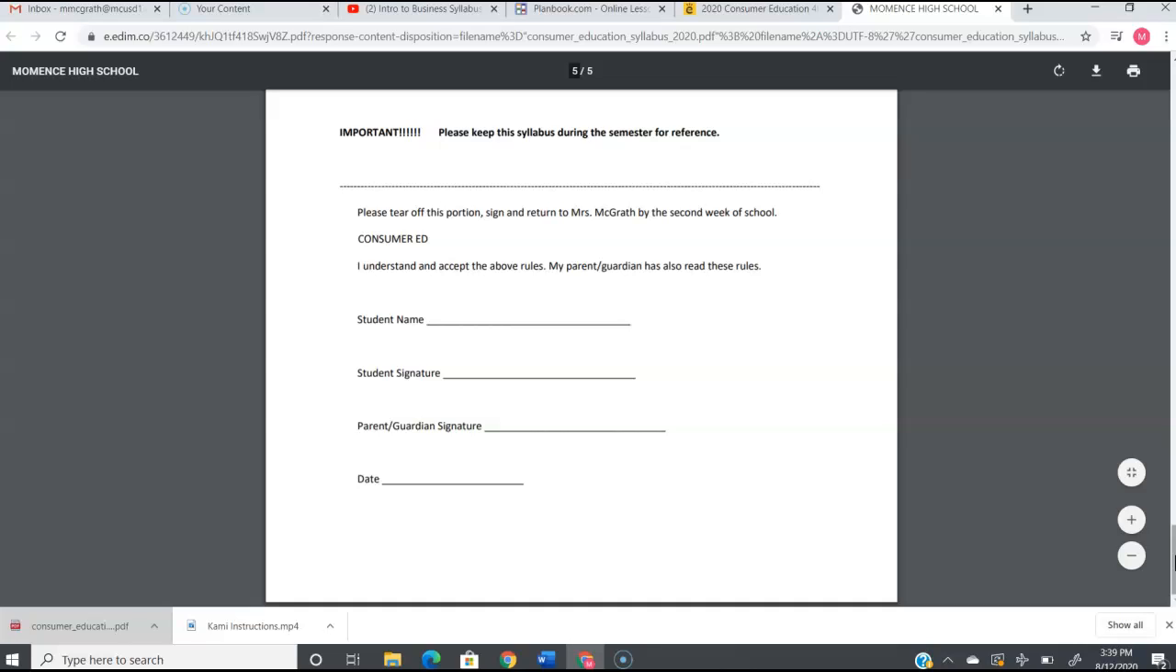Here is the signature page, and I will be posting another video explaining to you how you're going to open this up in Kami and edit it, but you're going to sign this electronically using your Chromebook, using the Kami app, or actually it's a Chrome extension. So you're going to print your name, you're going to sign your name, you're going to have your parent or guardian sign it, and you're going to write the date. And then that will be turned into Google Classroom, just like any other assignment. If you have any questions, please let me know.